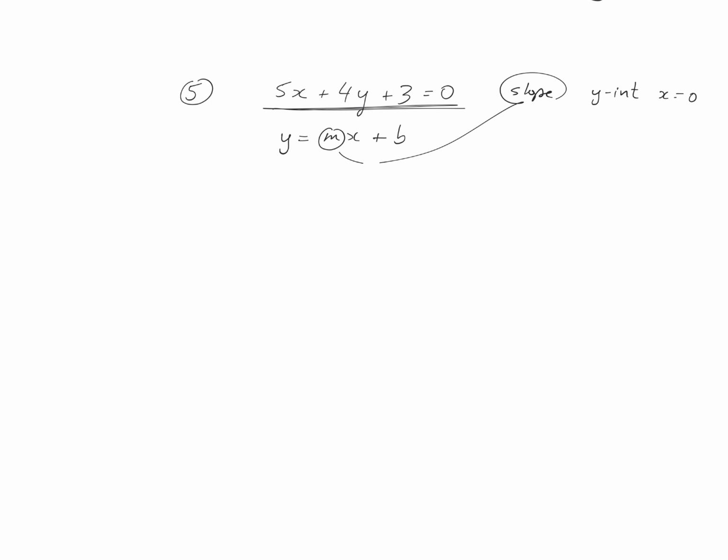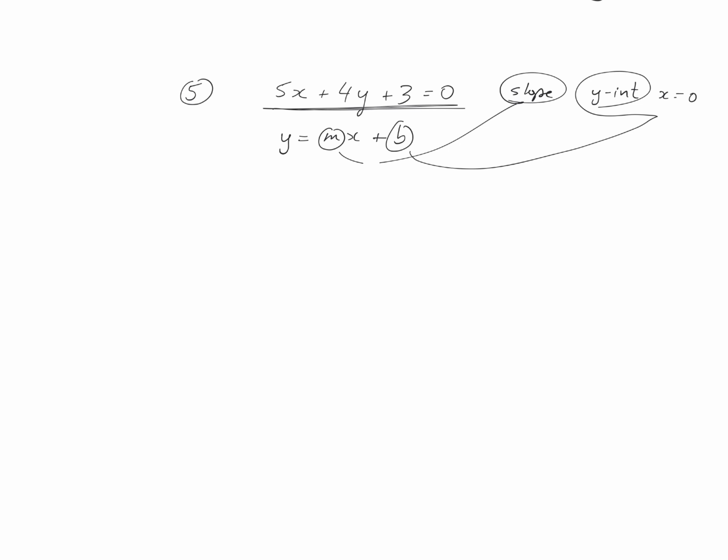Question number 5 gives the following equation: 5x plus 4y plus 3 equals 0. And we're asked for the slope. We're also asked for the y-intercept, which you must remember always occurs when x is equal to 0. So we want to change this equation into this kind of format: y equals mx plus b. And then this will be our slope, and then this will be our y-intercept.